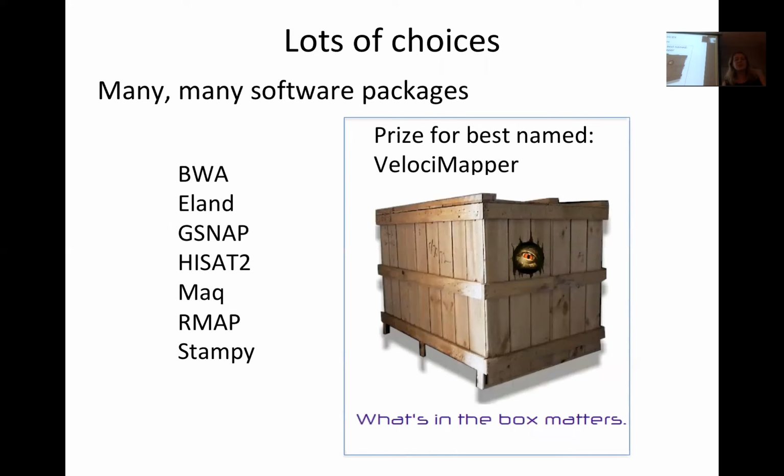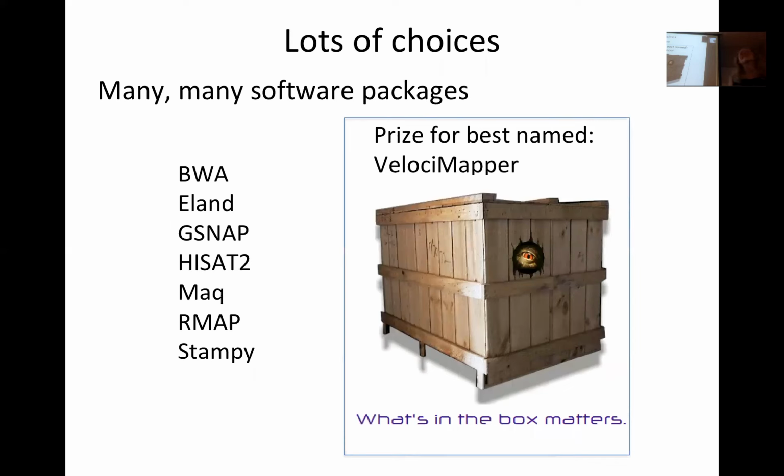Tons of popular software packages. These are some that I see a lot. BWA and HiSat2 are probably the ones I see the most. Most of them have the most boring names, which always makes me sad because there's this opportunity as scientists, we don't always get to name things. You can name things something fun and nobody ever does. But I came across this, which is called Velocimapper, and I thought it was great.